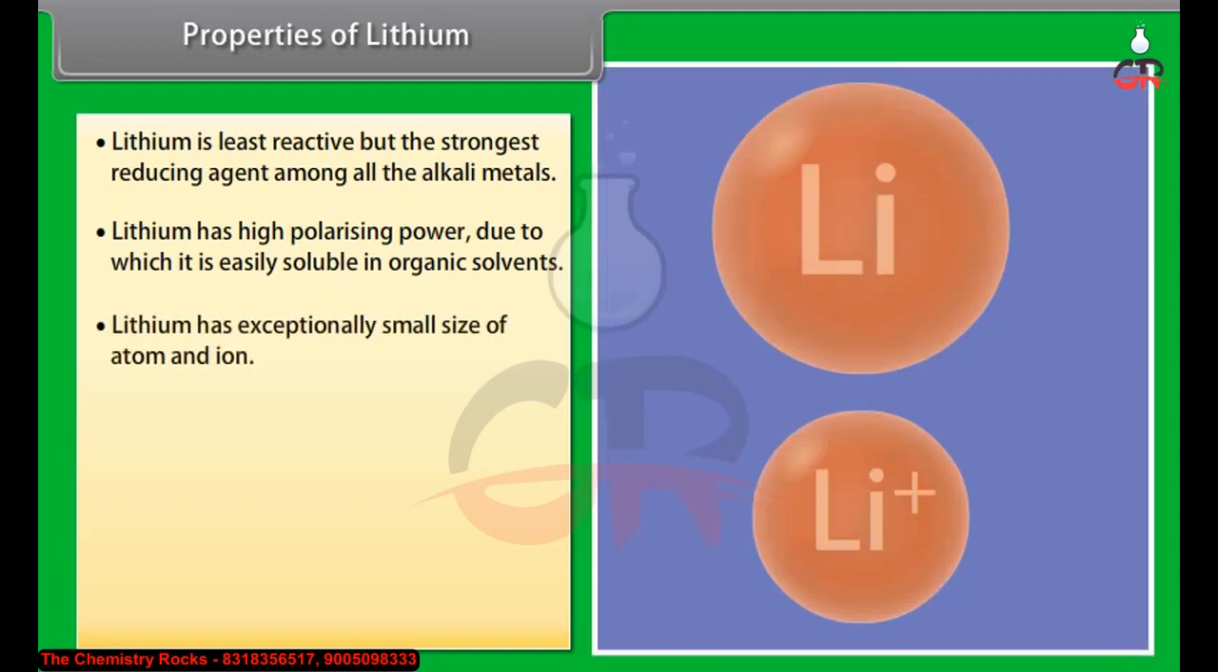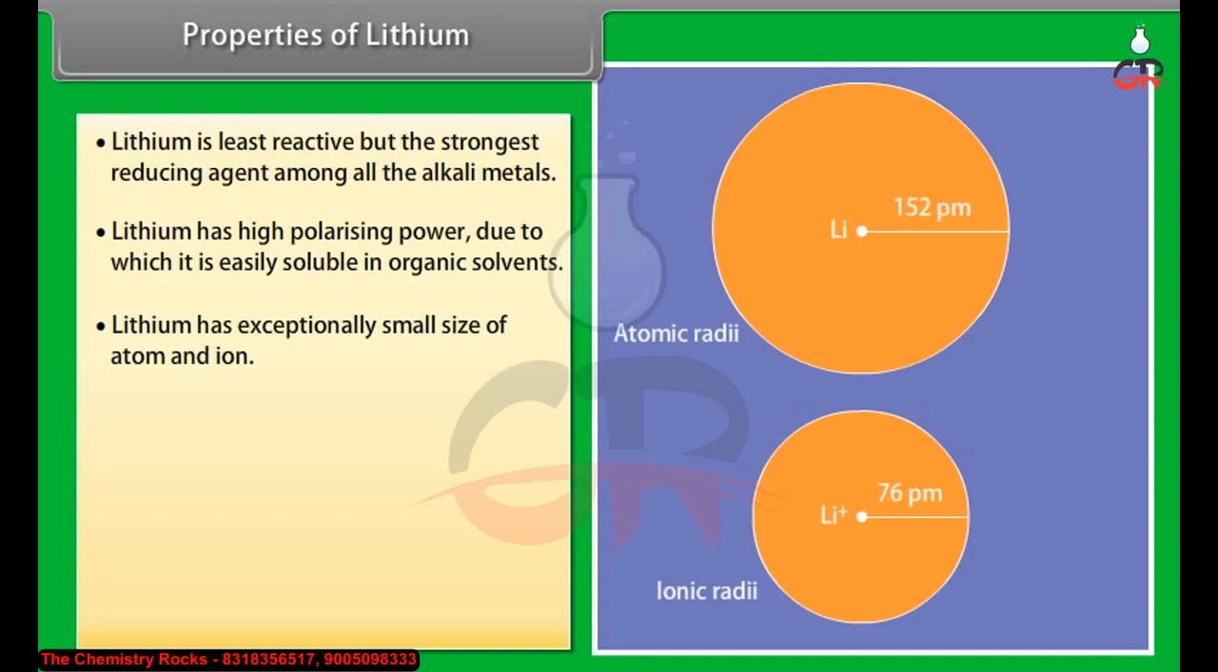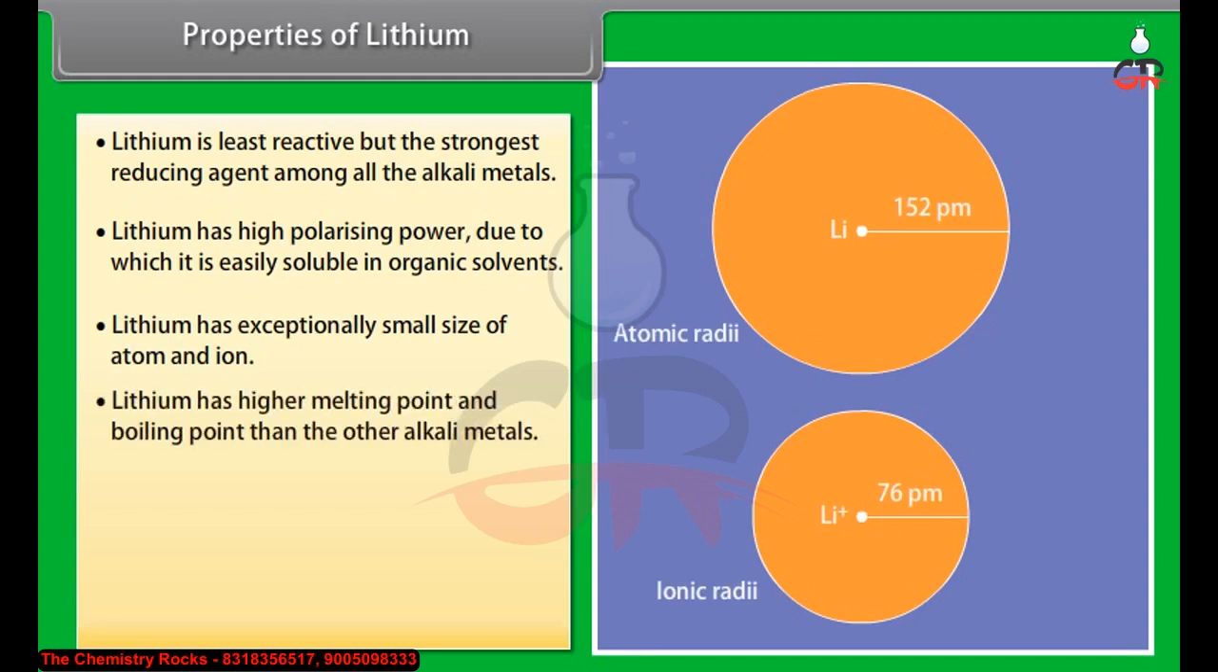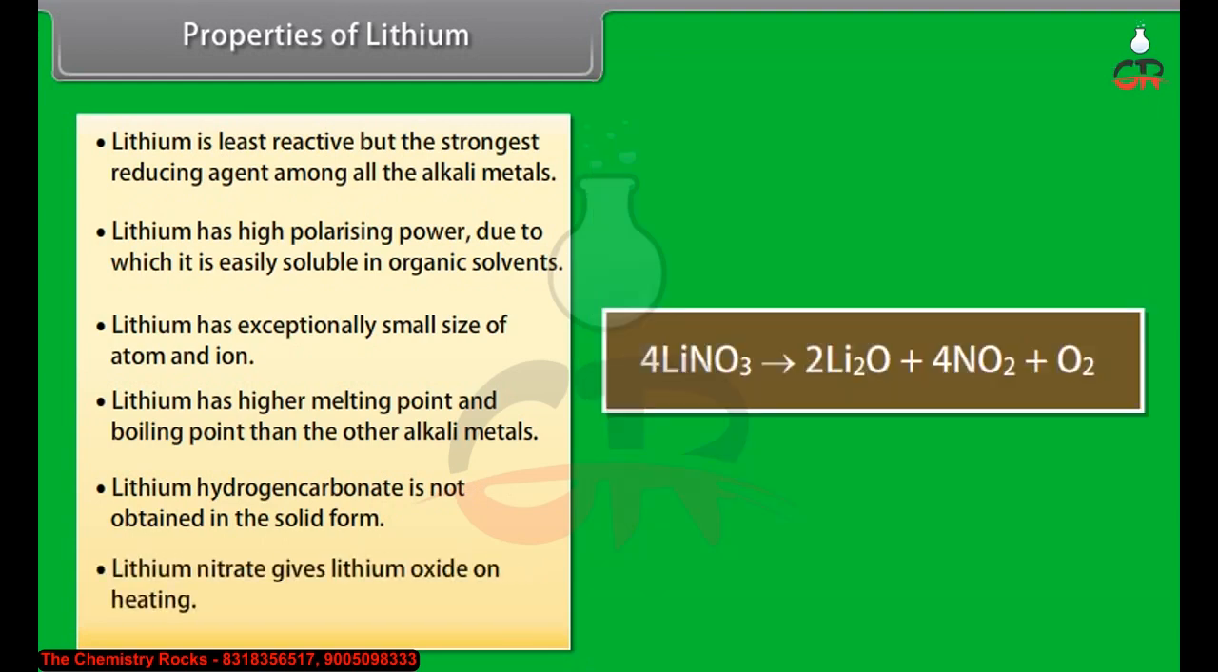Lithium has exceptionally small size of atom and ion. Lithium has higher melting point and boiling point than the other alkali metals. Lithium hydrogen carbonate is not obtained in the solid form. Lithium nitrate gives lithium oxide on heating.